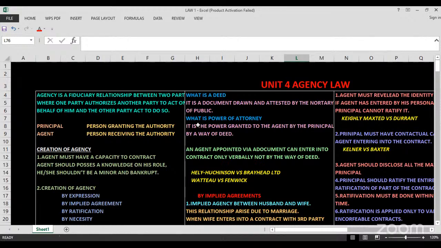Now let's say there are two people, one is the head and the other is the agent. One person is telling another party to do certain activities on behalf of him. He's not doing it himself, he's appointing another person to do it. We can take an example, something like this.